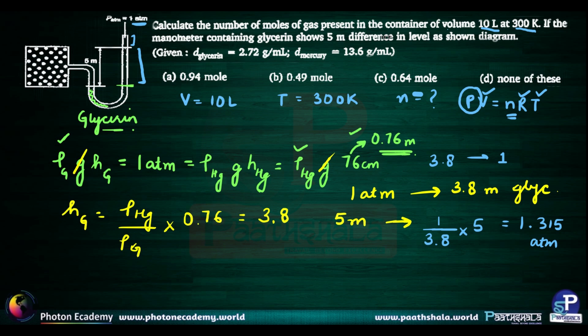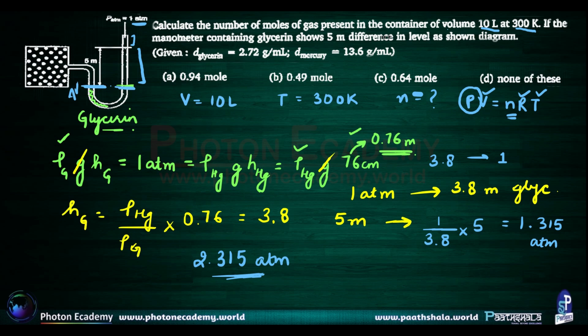So what is the total pressure at this point? This total pressure comes out to be 2.315 atm. And this will be equal to the pressure at the same level, that is at this point, point A. And the pressure at this point is due to the gas occupied inside the container. So now basically we have that unknown parameter P as well with us.